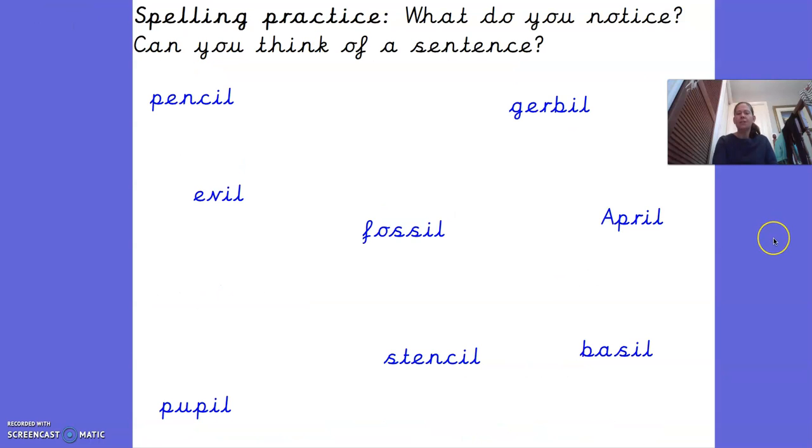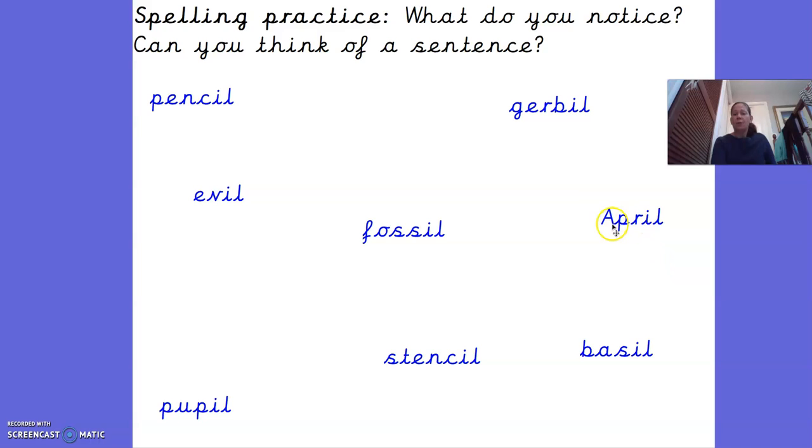Okay, so these are our spelling words for the week. What do you notice about them? I'm going to read them out to you and see what you notice. Pencil, gerbil, evil, fossil, April, pupil, stencil and basil. What can you see that's the same in all these words? Well done if you said that they all end in the ill sound, okay, an I and an L.